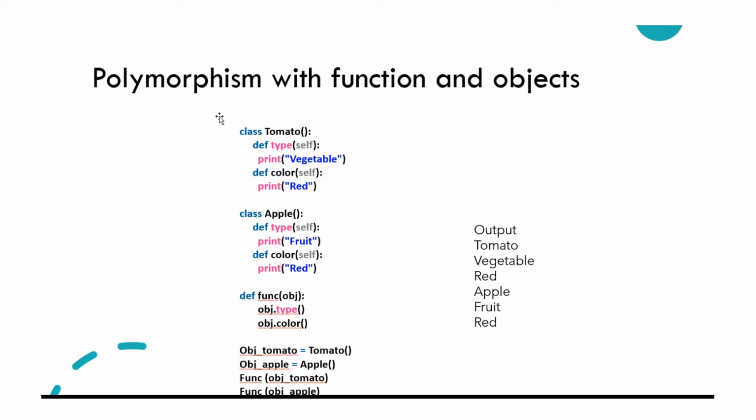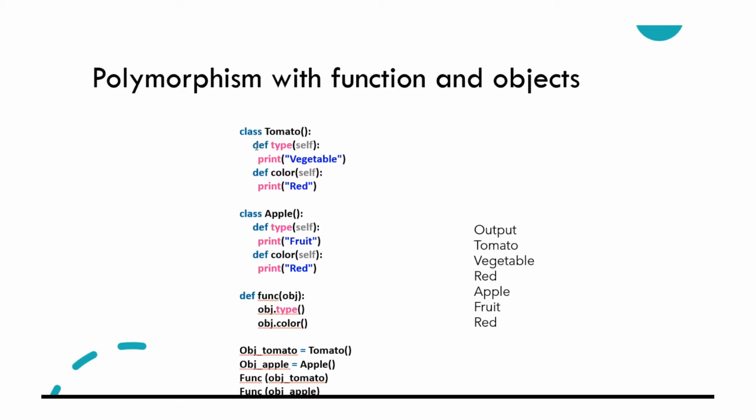Okay, basically Python supports polymorphism with class and method, and then polymorphism with functions and object, and then one more thing is there, polymorphism with inheritance. So basically we have three types of polymorphism in the Python programming language: polymorphism with functions and object, with class and methods, and then with inheritance. Now we are going to see polymorphism with function and object.